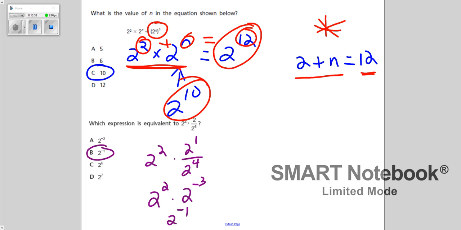Then in the bottom question, if you look, the first thing I did was put an exponent of a 1 on that 2, because a lot of students forget about that. Then I used the quotient rule right here, and I divided, so I subtracted the exponents, and I got -3. And then I used the product rule, so I added the exponents, so I got -1.